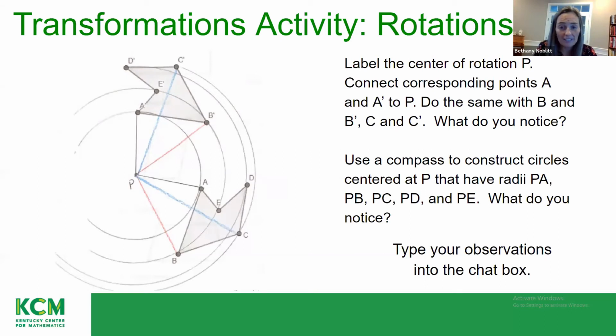Oh, I'm seeing something about perpendicular bisectors, a line connecting corresponding points. Okay, lots of observations. The circles are concentric. Oh my goodness, the circles are concentric. Yeah, I love that. Portion of the circumference traveled on each circle is the same. The portions. Oh yeah, I like that too.